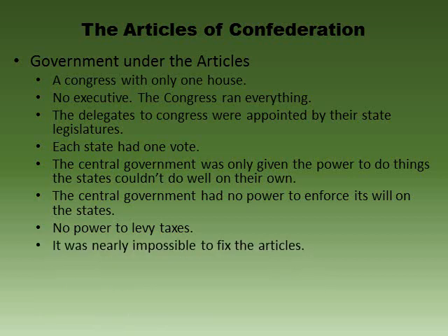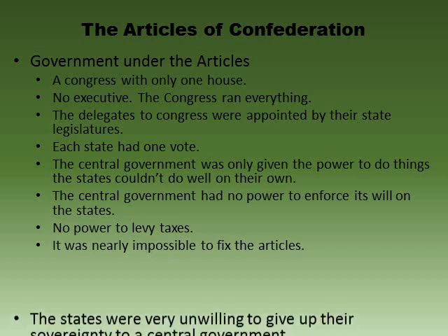It was nearly impossible to fix the Articles. When they drew it up, they didn't have a real easy method for amending those Articles, and so it took basically unanimous consent of all the colonies. And if you've ever tried to get a room full of people to all agree on something, it's not the easiest thing. Someone will always be there arguing that the sun doesn't, in fact, rise in the east. It's really hard to get unanimous agreement on anything, and so it was very hard to amend the Articles. So they were problematic in various different ways.